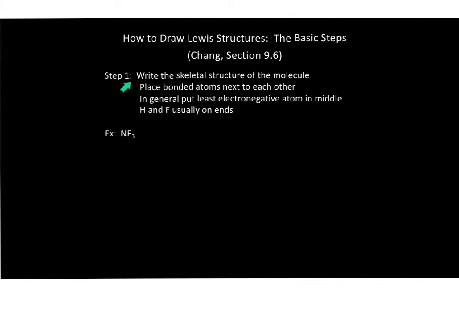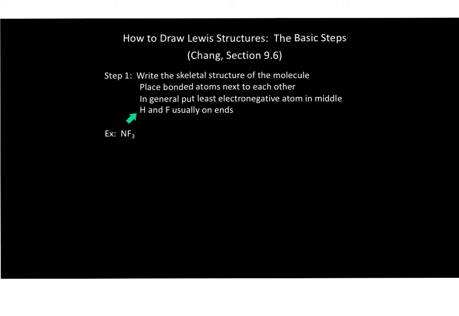So step one, we have to write the skeletal structure of the molecule, which is basically figuring out which atoms go next to each other. So in general, you want to place atoms that are going to be bonded to each other next to each other in your skeletal structure. And a general rule of thumb is to put your least electronegative atom in the middle. So again, least electronegative atom goes in the middle. And another tip is that hydrogens, H, and fluorines, F, are usually on the ends of the molecule. They usually are not the middle.